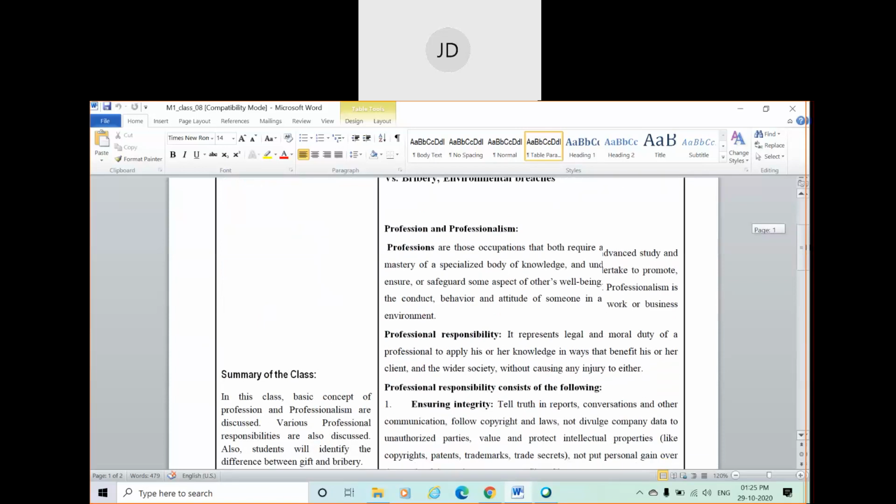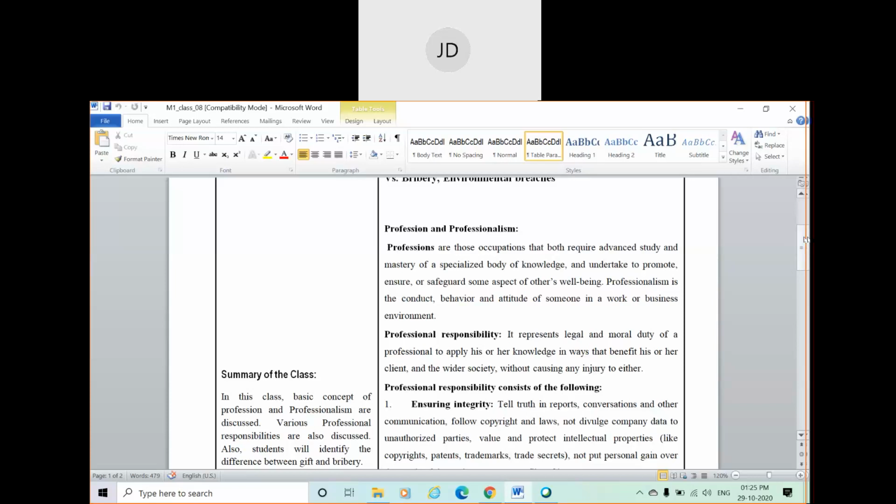Fine. So professional responsibility, it represents what? It represents the legal and moral duty of a professional to apply his or her knowledge in ways that benefit his or her client and the wider society without causing any injury or damage to either. That means your work or your action should not affect the particular client or the society badly. This is a basic summary of professional responsibility, but let's discuss it in detail.